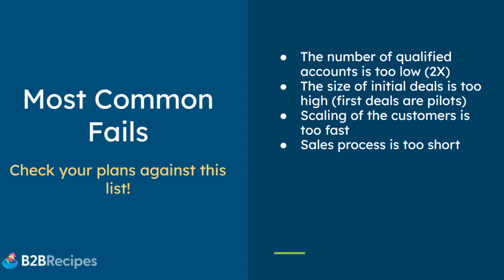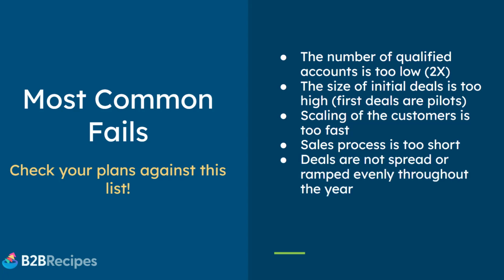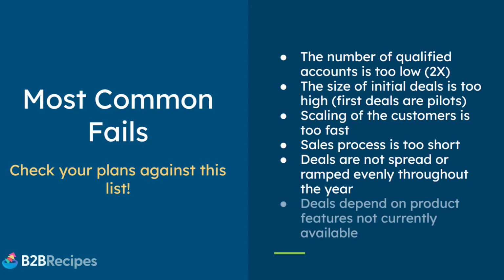The sales process is simply too short. It takes time for us to actually execute a plan and deliver a success in any given account. Basically, this means that the deals are not spread out evenly throughout the year. They can ramp throughout the course of the year, but assuming that we're going to close everything in the last month of either the year or the quarter is unrealistic. And the deals in the pipeline may be dependent on some kind of feature that's not currently available, and therefore we're accepting risk associated with being able to close that deal on time.